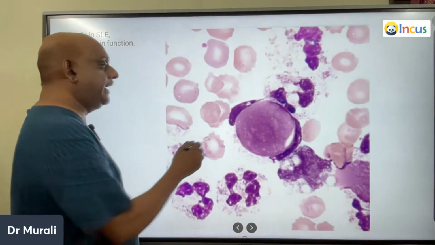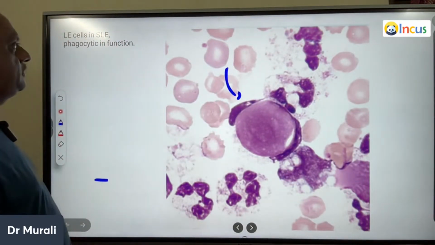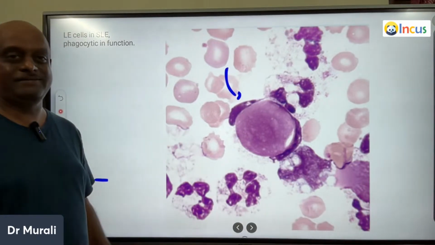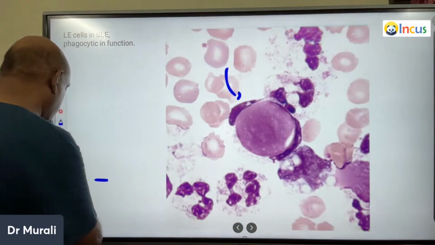Then this is called LE cell. In lupus erythematosus, these cells have a phagocytic function. And what are these called as? LE cells is what you have to remember.